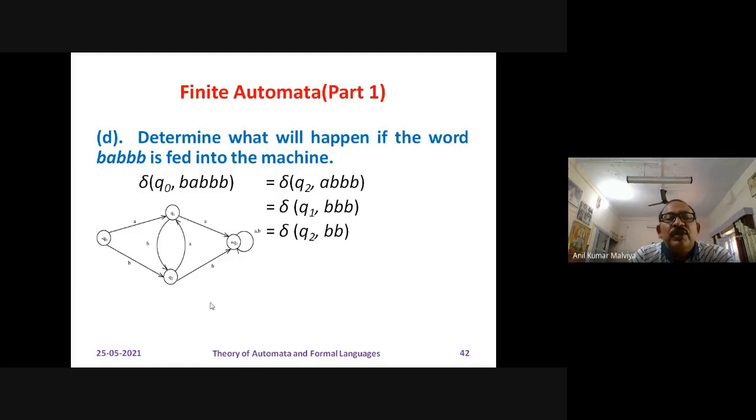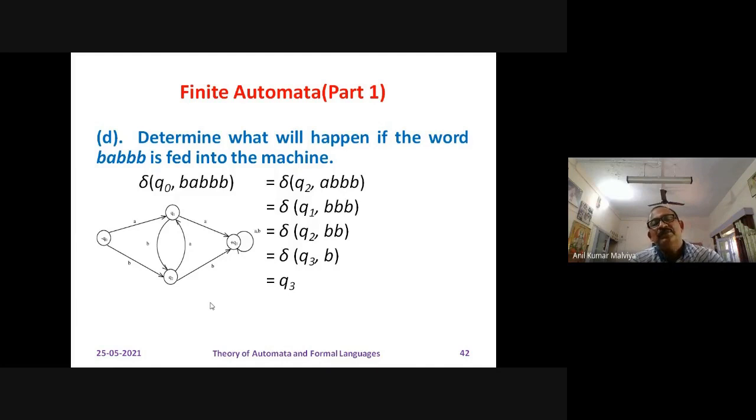The machine is in state Q1 and the input is B. It again goes to state Q2. The remaining string is BB. The machine is in state Q2 and the input is B, so it goes to state Q3. And in state Q3, it reads B and remains in the same state Q3.